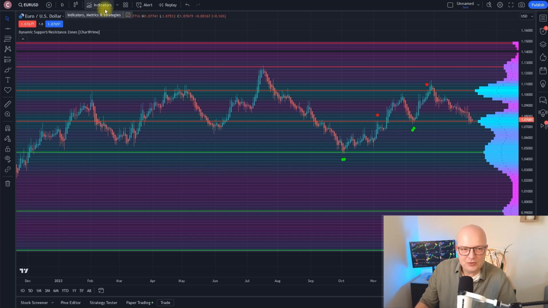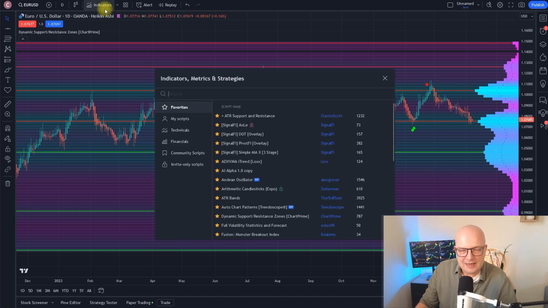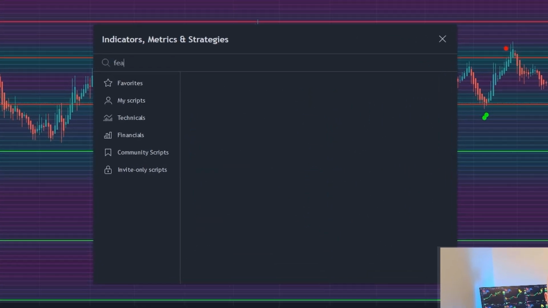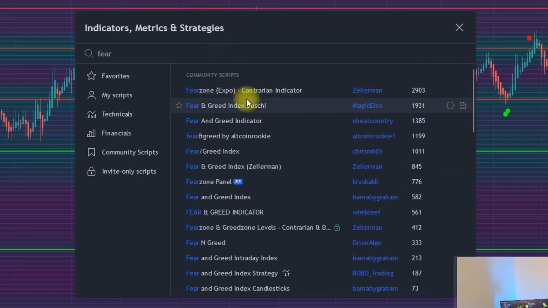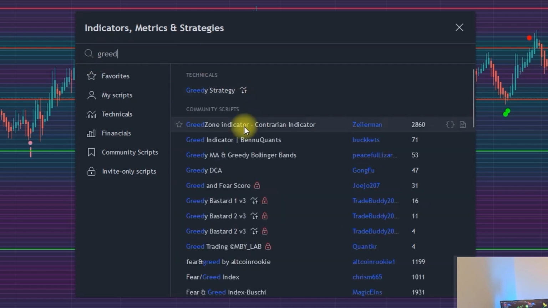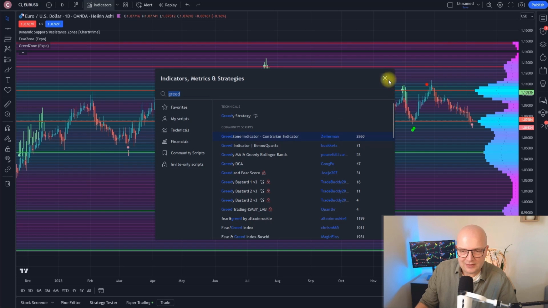Next thing we want to do is use another 2 indicators I introduced in that video called Fear and Greed Zone. Let's start with the Fear Zone indicator. By the way, links to all these indicators you also find in the description, of course. And we want to load the Greed Zone indicator also onto our chart.